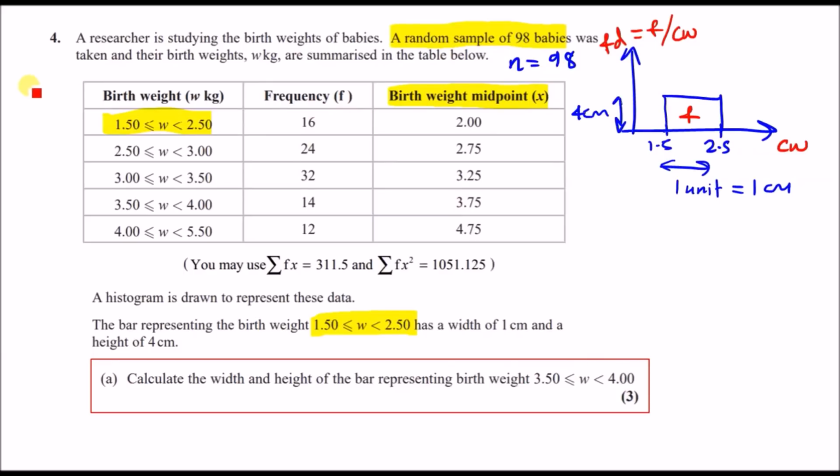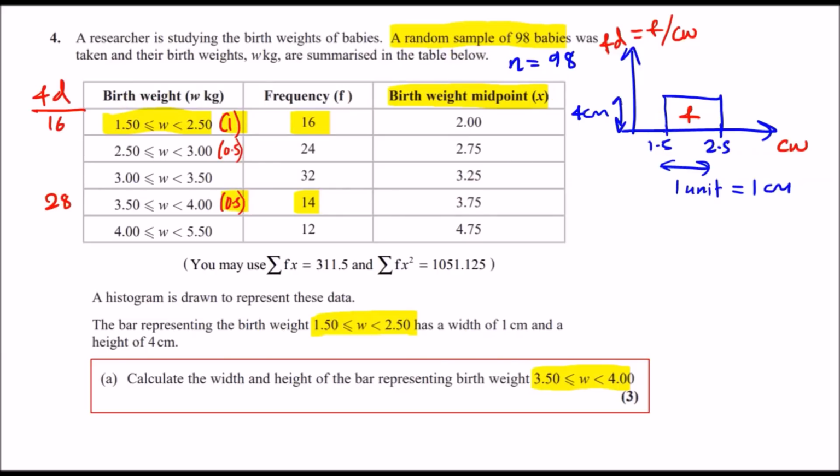To do it, add an extra row, call it FD, and for each one put in brackets the actual class width. So for the first group it is 1, the next one is 0.5, and so on. The one we need for the question is the fourth group, which also has a width of 0.5. Frequency density is frequency over class width, so we do 16 divided by 1, which gives us 16. For this group, it's 14 divided by 0.5, which is 28.